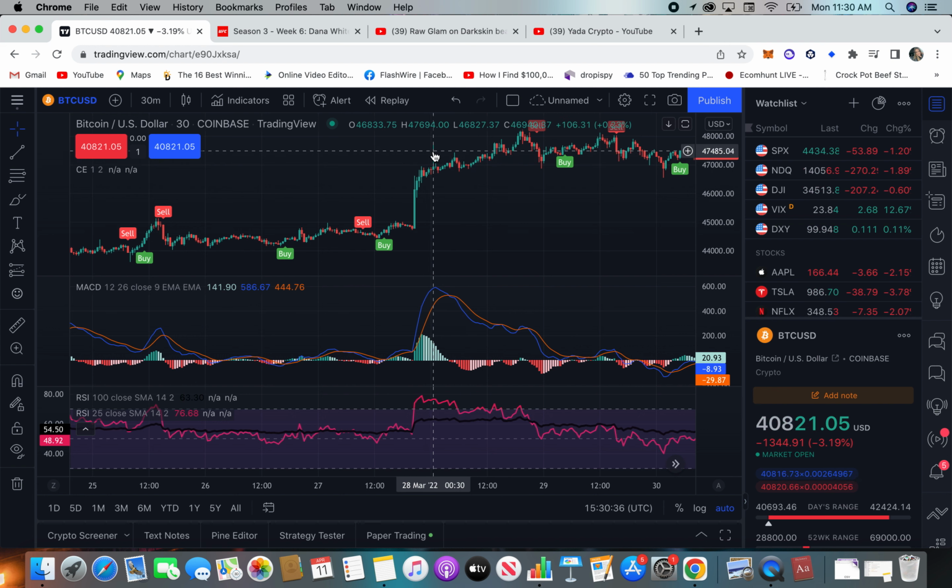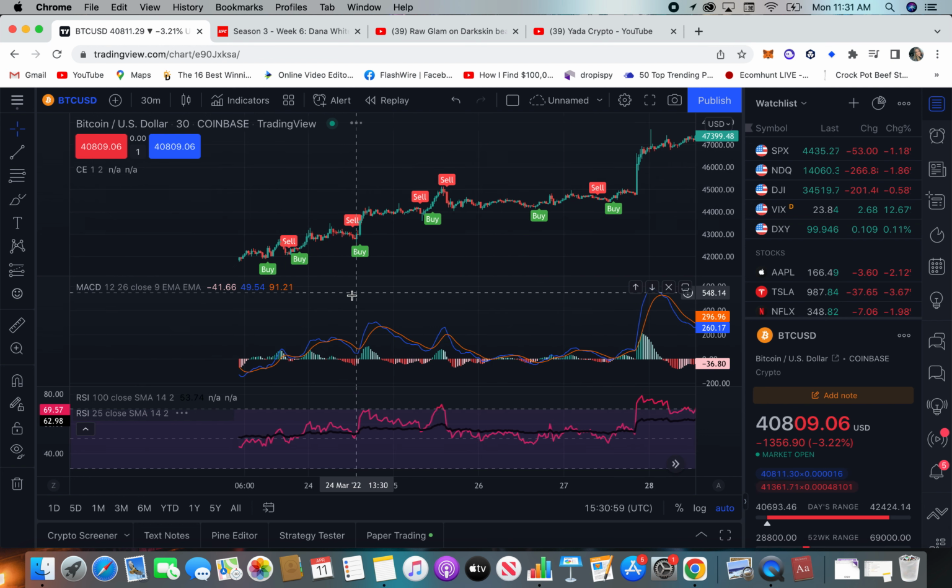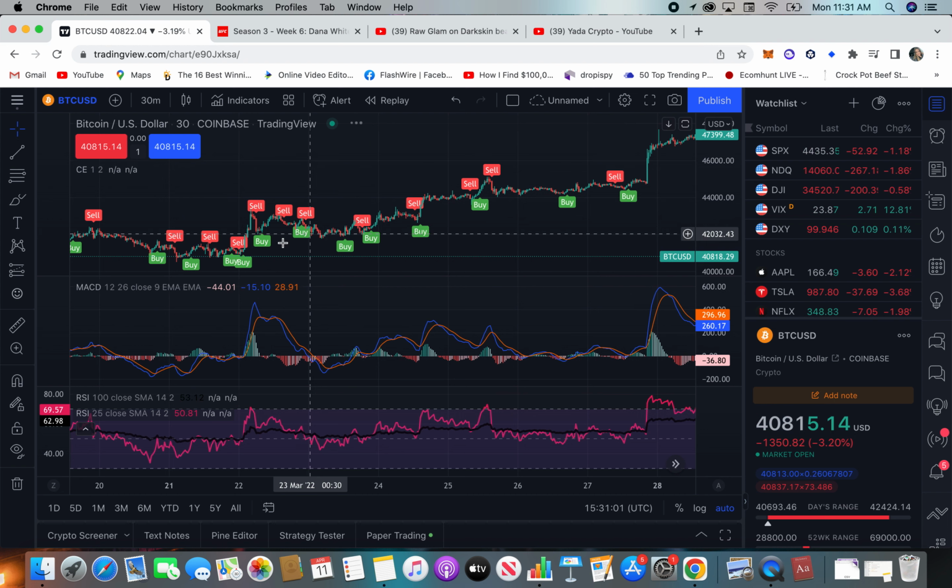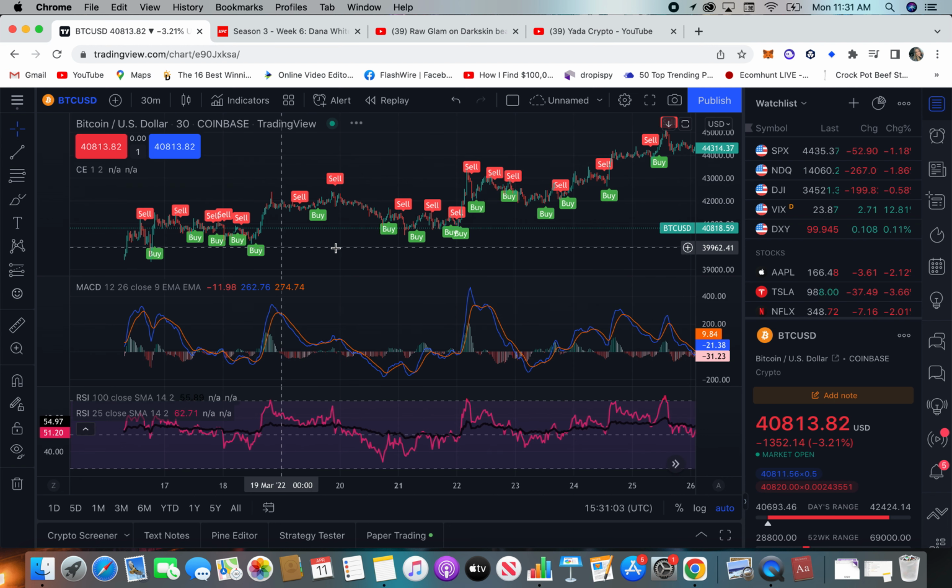A little bit of a kind of fake out there. To 48. So 44,588 to 48,100. Good swing. You can really see the blue and orange line crossed, and then bam. Lots of buy and sell signals in here.